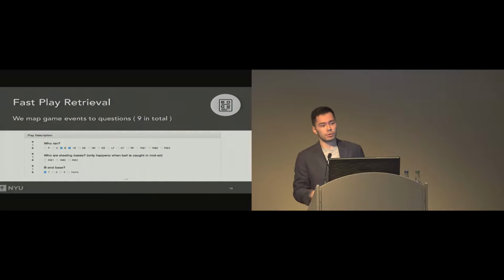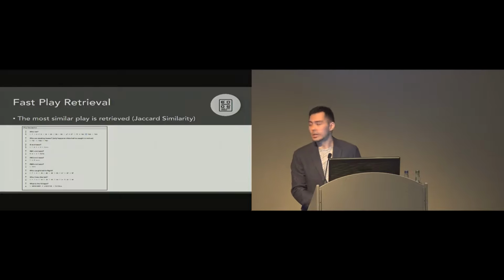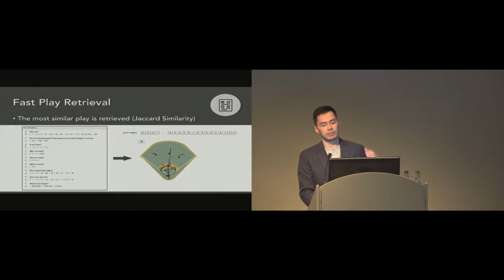Instead of asking the users to annotate these bits one by one, we map these game events to questions that are more intuitive for the user to answer. Questions such as which players ran, or who are stealing bases, and what's the batter's end base. The user has to answer those questions just by clicking on those checkboxes, and then we retrieve a trajectory that approximates the play that he's seeing. Let's say that the user annotated this questionnaire on the left. We map this questionnaire to an index, and then we retrieve the trajectory that matches this index as best as possible using Jaccard similarity.